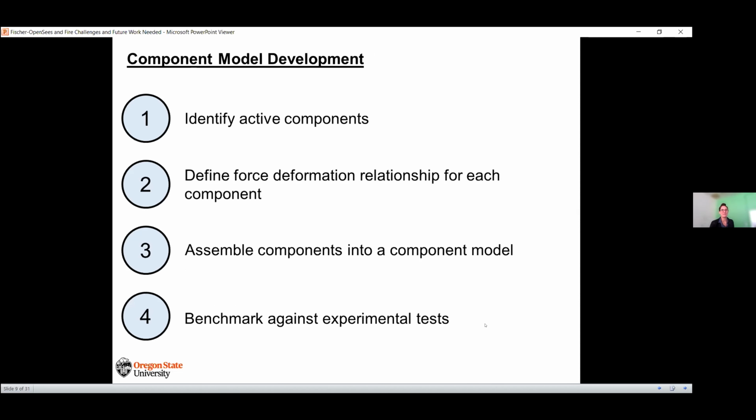What we've done, and I will summarize this quite quickly for you, is we identified the active components in our connection. So what are those individual failure mechanisms that we want to actually simulate? We did a pretty deep dive into all of the component models that exist out there, as well as some of the experimental tests on isolated connections. We pulled together our force deformation relationships for each of these components, assembled them, and then benchmarked them against experimental tests.